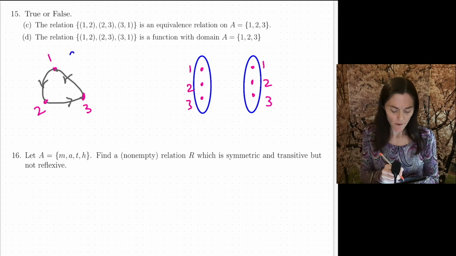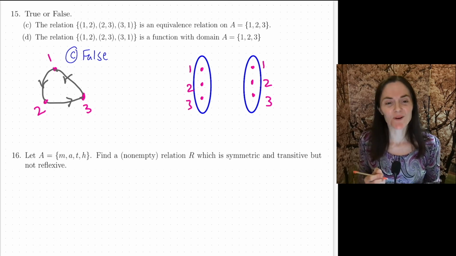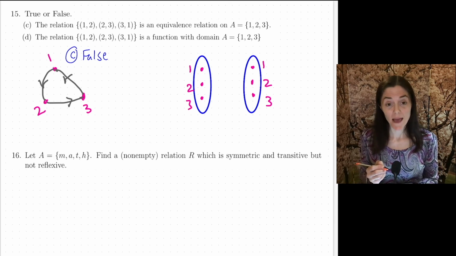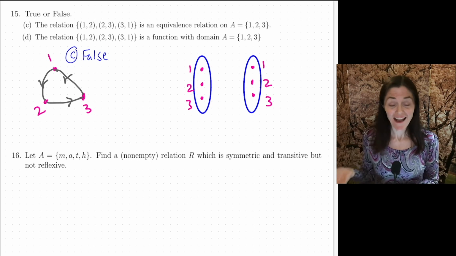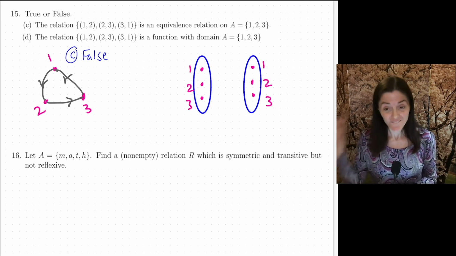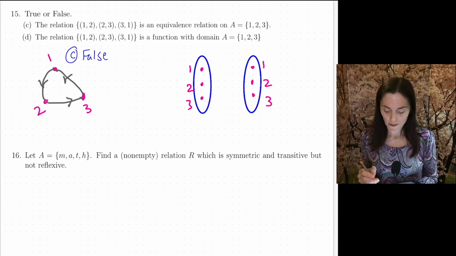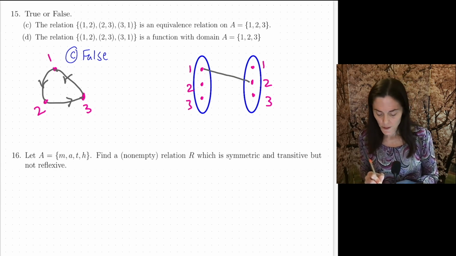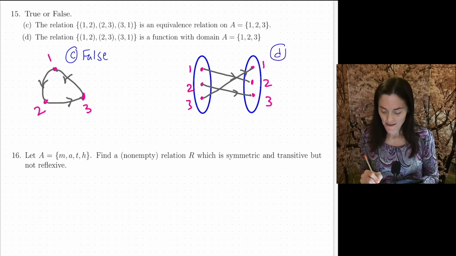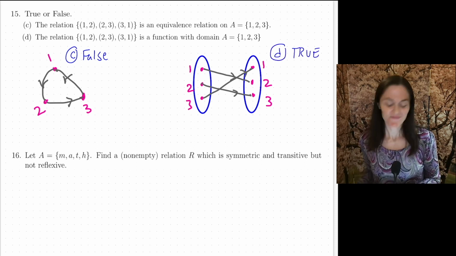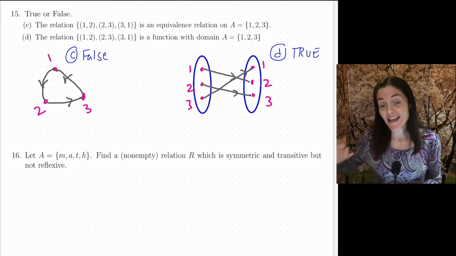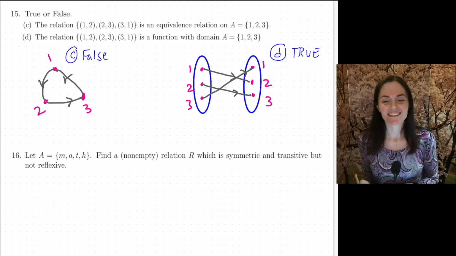Well, without a doubt, C is false. This is not reflexive, for example, okay? So this is definitely problematic. It's also not transitive. It's also not symmetric. All 3 of the properties for equivalence relations fail. But if we move over here into the function picture, 1 maps to 2, 2 maps to 3, and 3 maps to 1. This looks wonderful. Part D, this is true. This is a function. Okay, every element in the set 1, 2, 3 has exactly 1 arrow coming out.